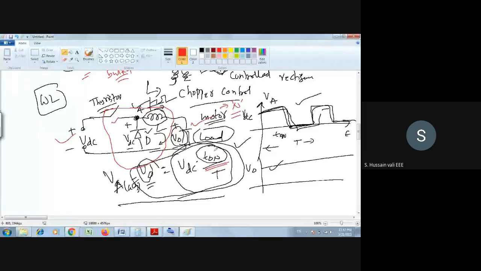And what is the advantage here is that you have a switch, a diode, and an inductor. Now ideally these three components don't dissipate power, so the efficiency is very high. That's the advantage. And the number of components is also less. So these are the advantages of the chopper control.